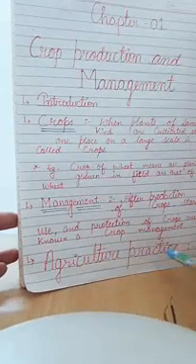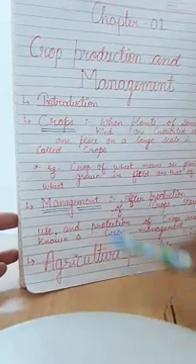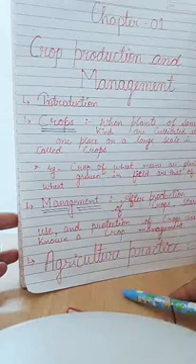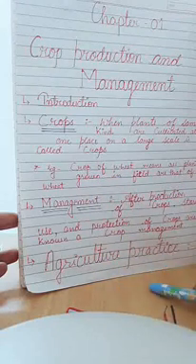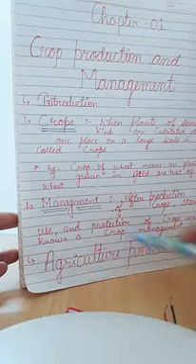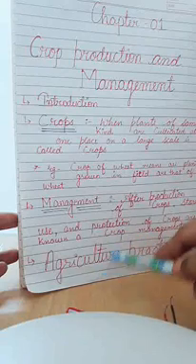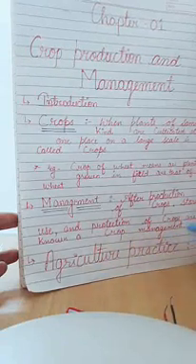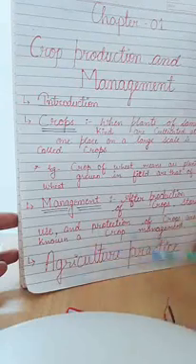Now next is agriculture practice. It is the practice in which farmers produce a large amount of crops to provide crops to the whole nation and the whole world. Agriculture practice is necessary due to the increase in population day by day. That's why we need to practice agriculture.